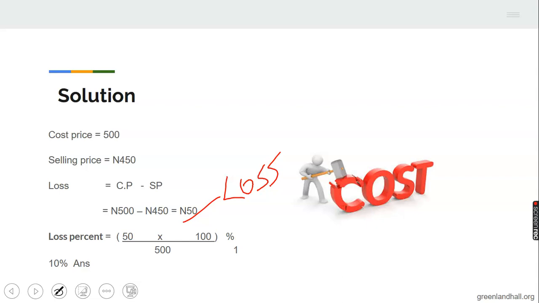Now let's look for the loss percent. I told you the loss is 50. So you write your 50 here. That is your loss over cost price, which is 500, times 100 over 1. You get your answer in percentage.